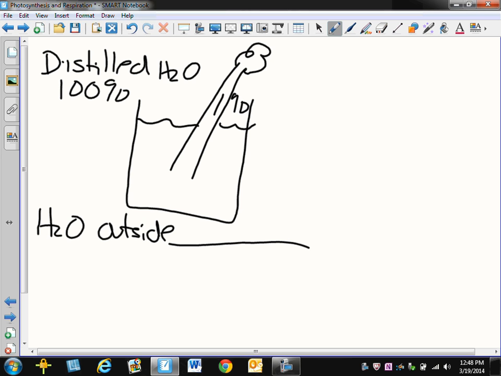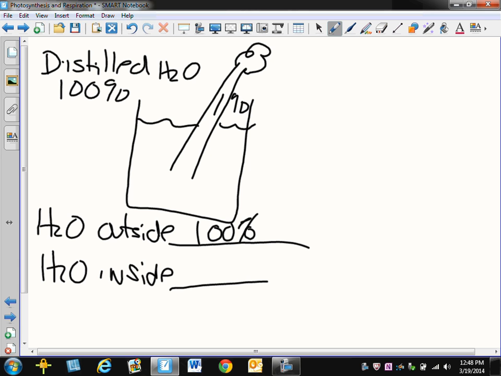100%. Good. Somebody other than Ryan needs to get in this game. 100%. H2O inside. Which one is bigger? 100%. Which way is the water flowing? Inside. High to low.